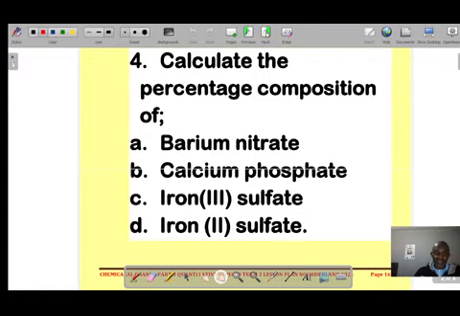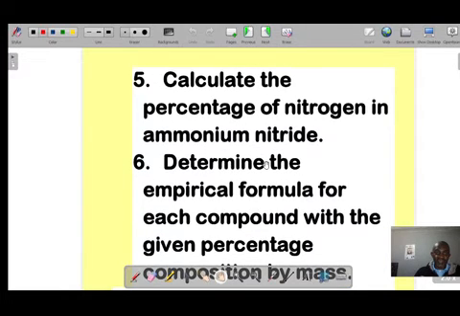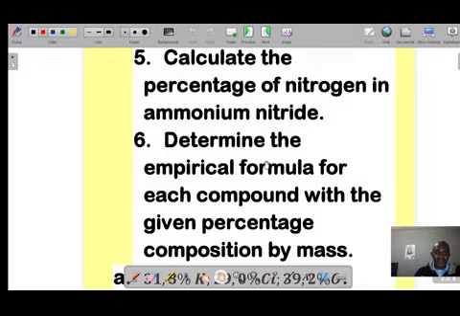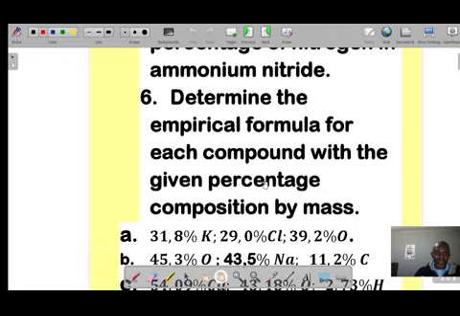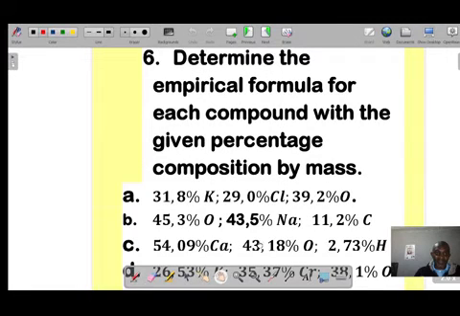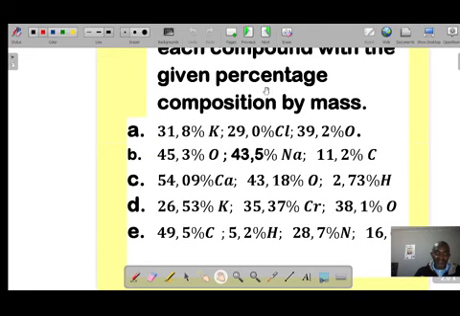Let us proceed. We have a lot of things to do. This is another class activity. It continues, guys, where they say determine the empirical formula of each compound with a given percentage composition by mass. So this is what we have here. So do it as well. Hope you are done.